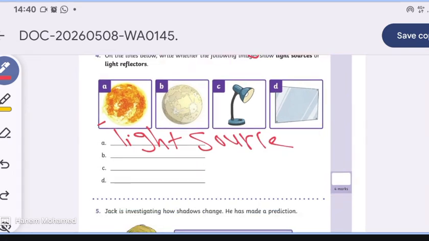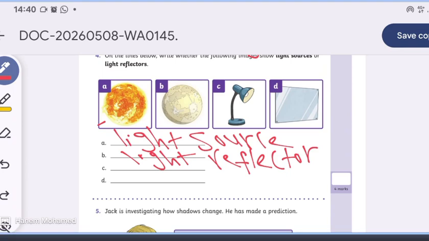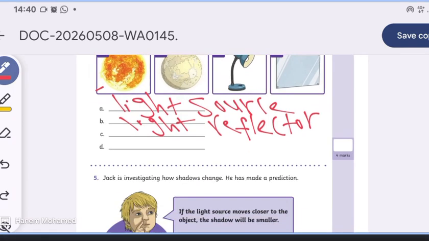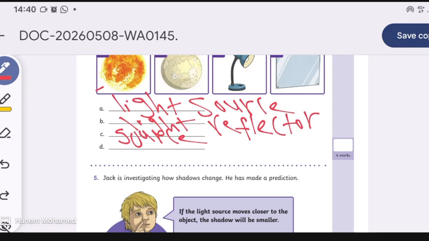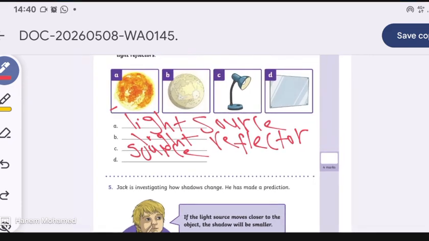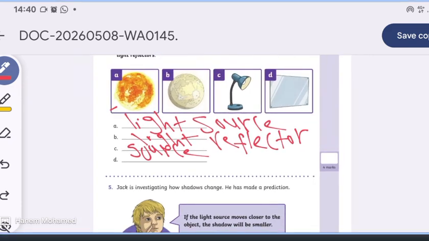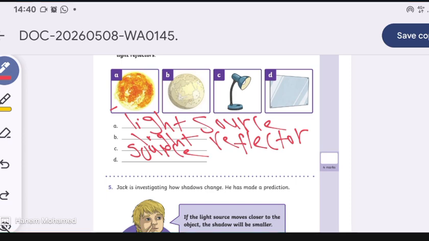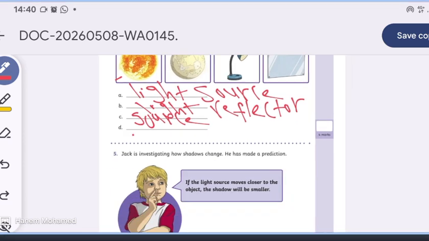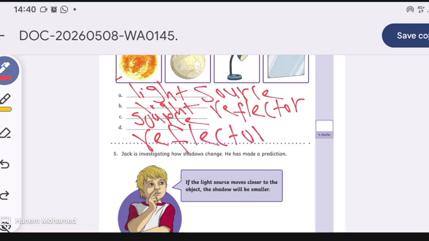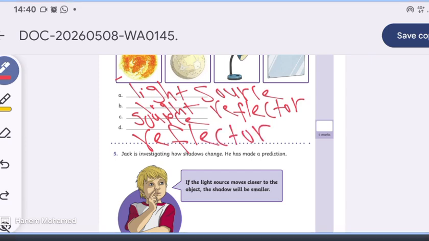Letter B, source or reflector? Reflector. Because it looks like the moon, and the moon can reflect the light of the sun. Letter C, the lamp is a light source. It's manufactured or man-made or artificial. So we have three words: artificial, man-made, manufactured. It means they are made by humans, right? And letter D? Reflector. That's right. So light sources are like the sun, like a lamp, like car headlights. Moon and mirror, they are reflectors.